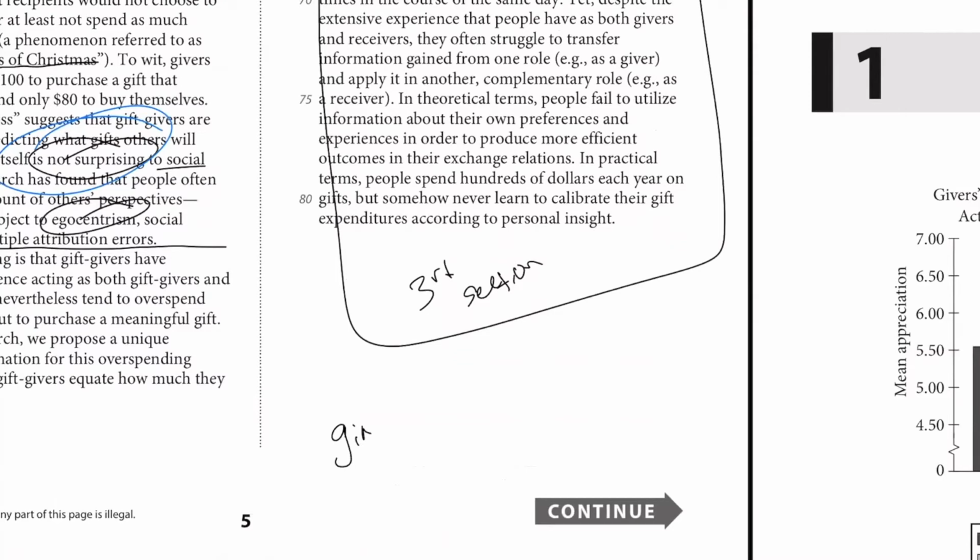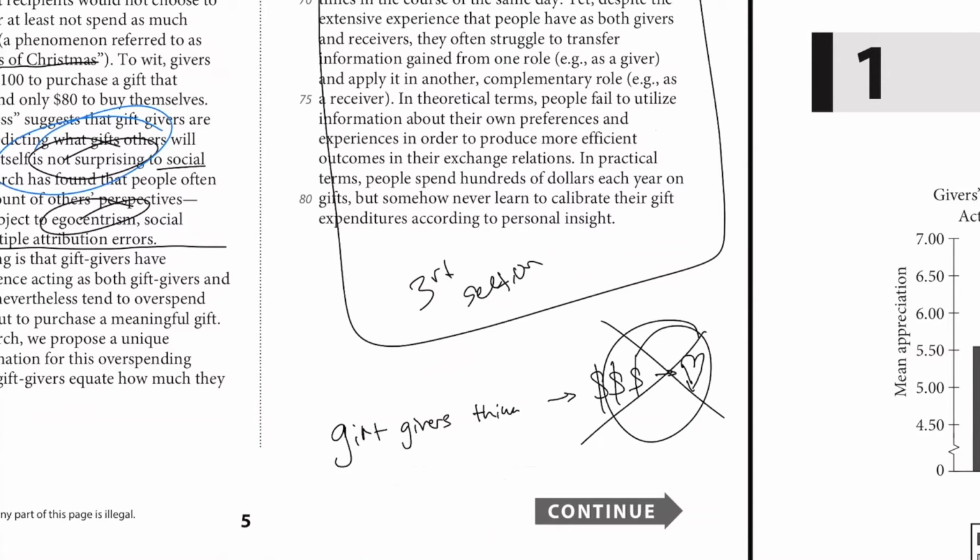Gift givers think, what do gift givers think? They think that more money is associated with more love, which is false. This is a fallacy. We know that because the authors and the scientists say that is incorrect.